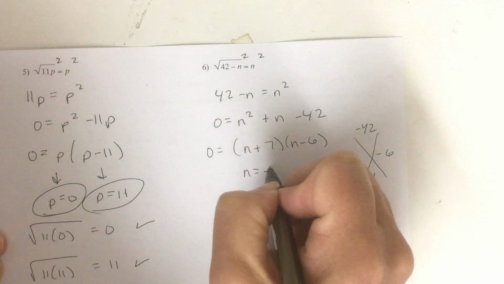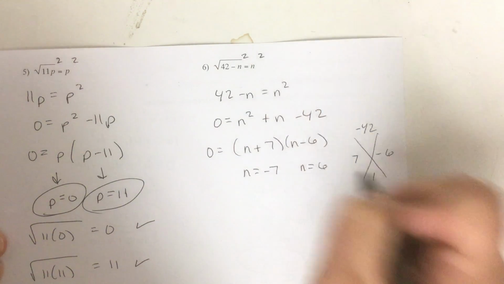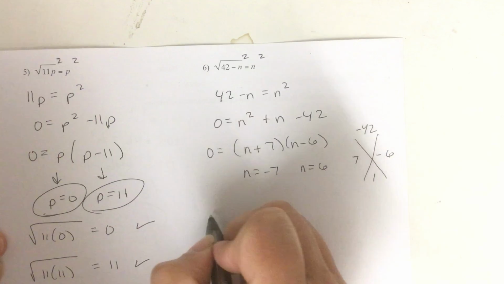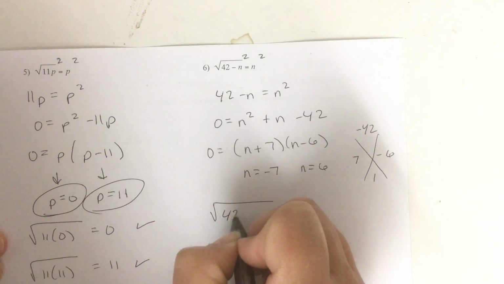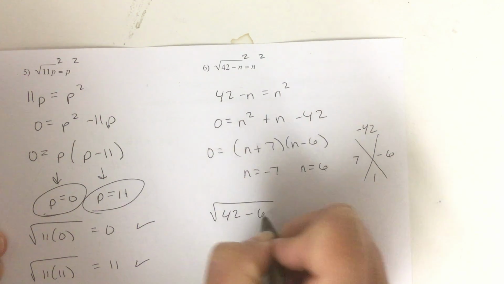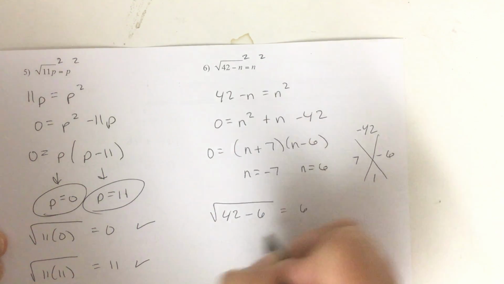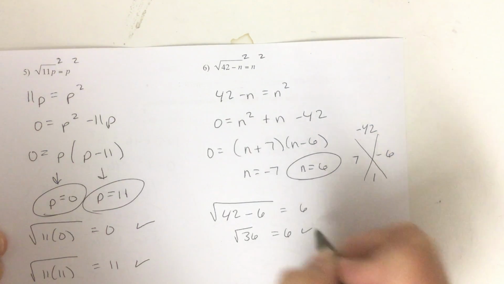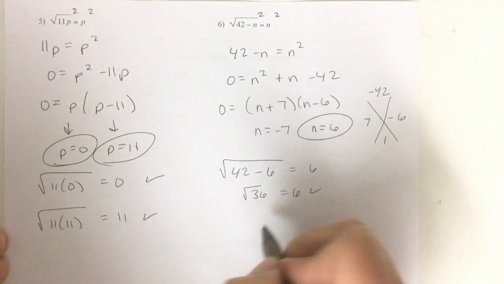This gives you n equals negative 7. This gives you n equals 6. So I can tell this one is not going to work, this one will. To prove that, 42 minus 6 is equal to 6. This is the square root of 36, and that equals 6. So that's true, that checks. But it won't equal negative 7.